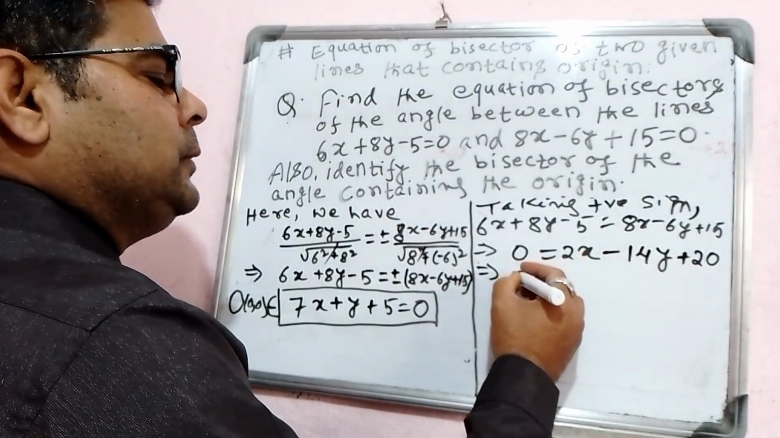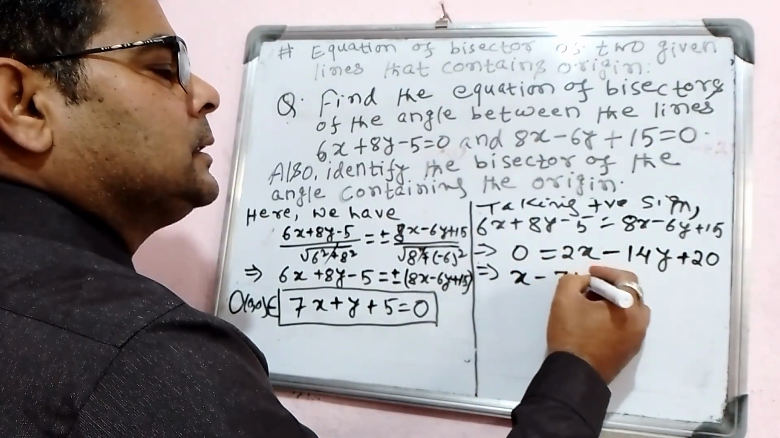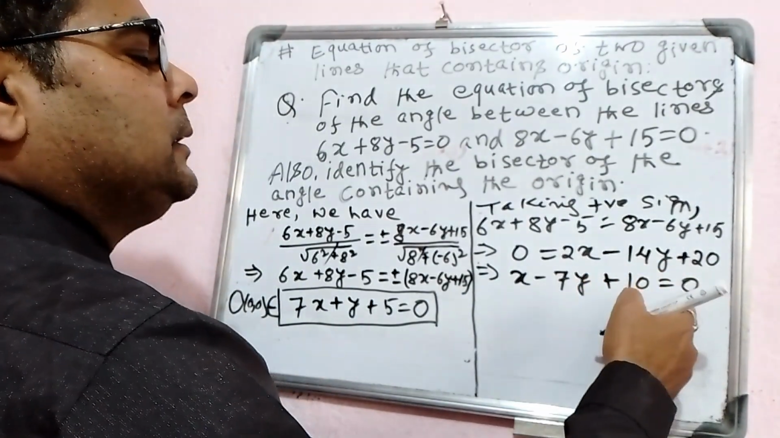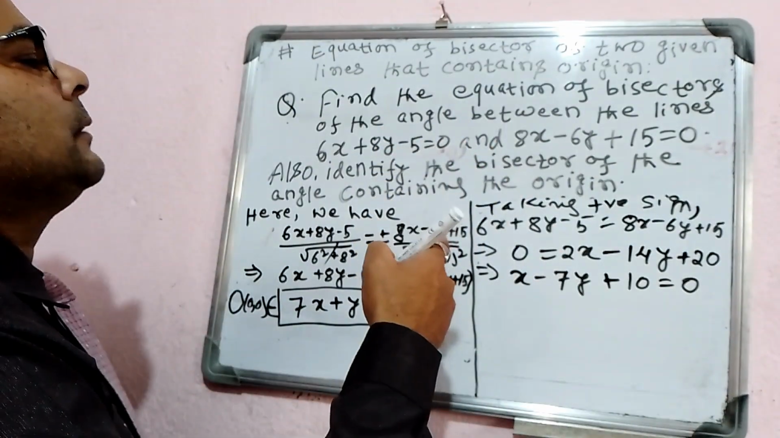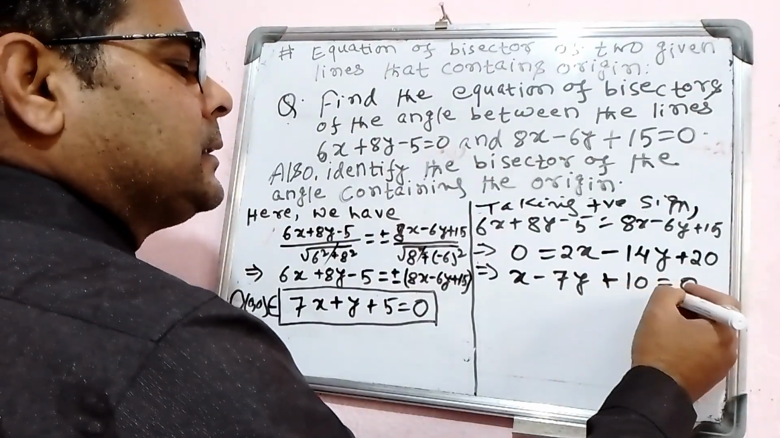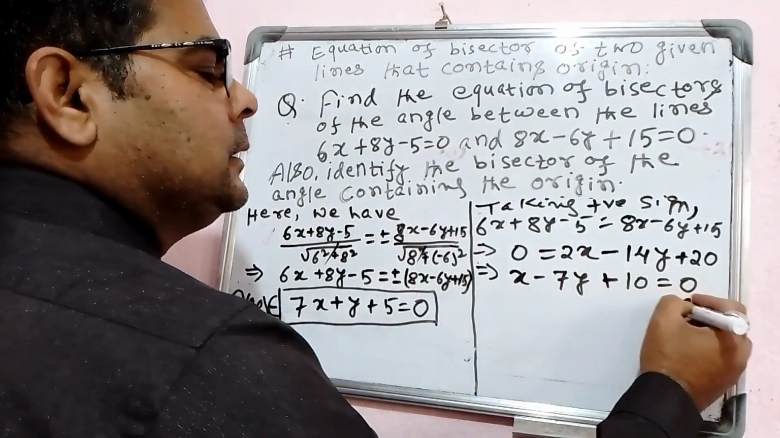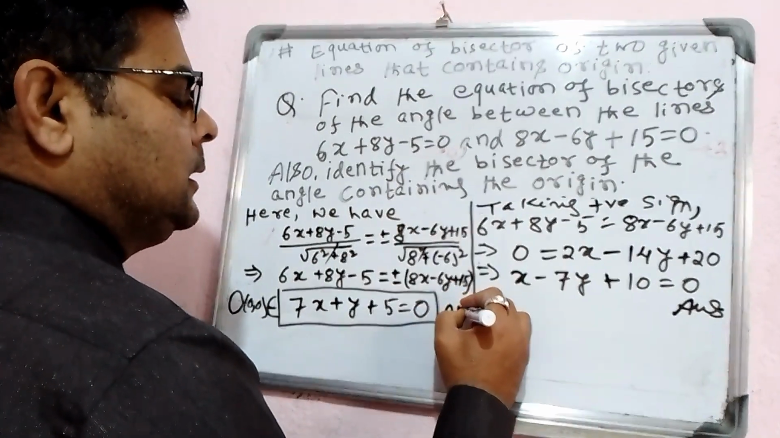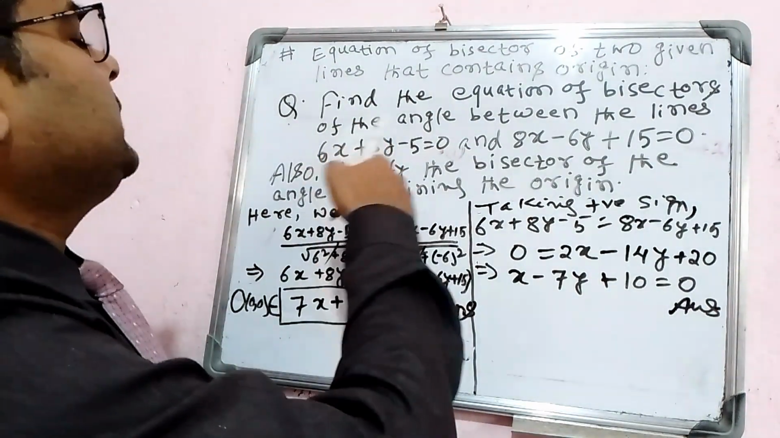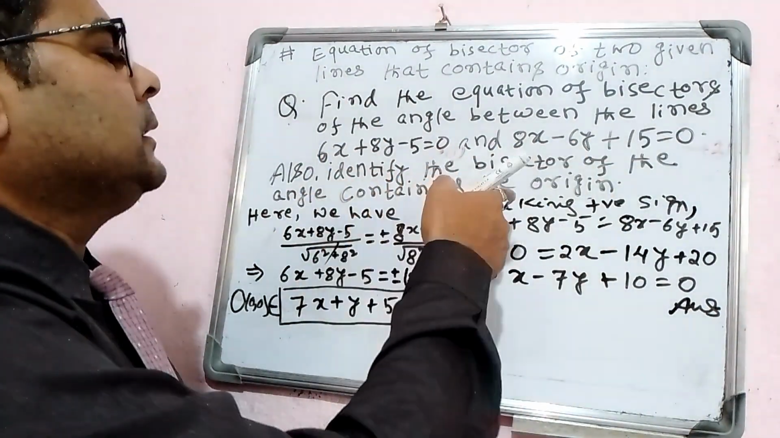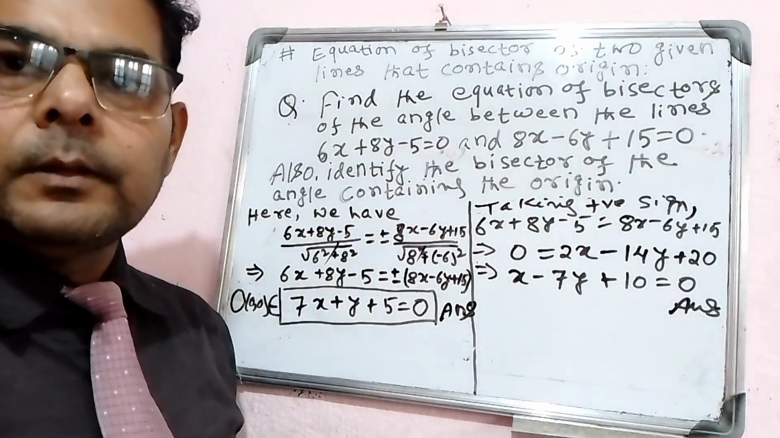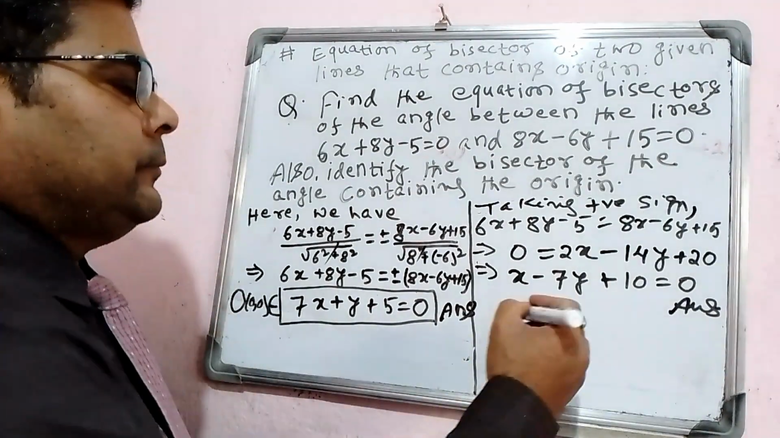Now let's take 2 0, then you have here x minus 7y plus 10 equal to 0, and this is the equation of another bisector of the angle between these two lines. So therefore first answer is this, and second answer is this, and also we have identified that the bisector of the angle containing the origin is 7x plus y plus 5. This way we can solve the problem in a simple way.